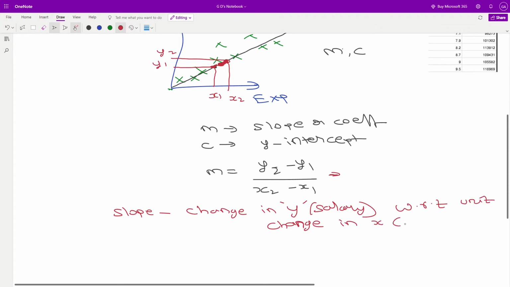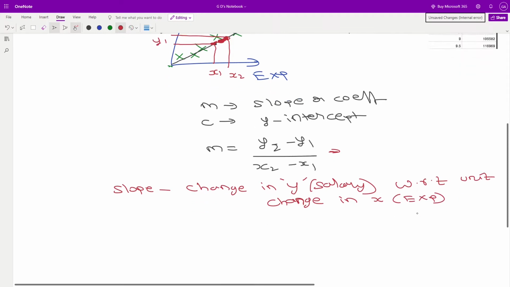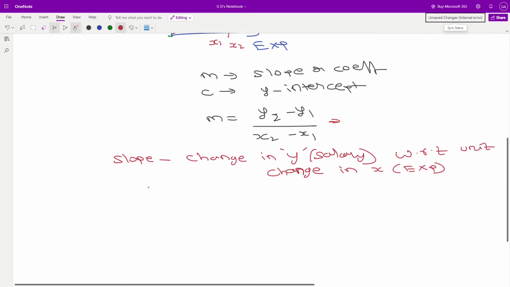What do I mean by this actually? Let's try to understand right now. What do I mean by unit change? Let me take a small example, then you'll get a clear understanding. Let's assume right now you have an experience of approximately 2 years. Maybe after 2 years, your experience becomes 4, right?